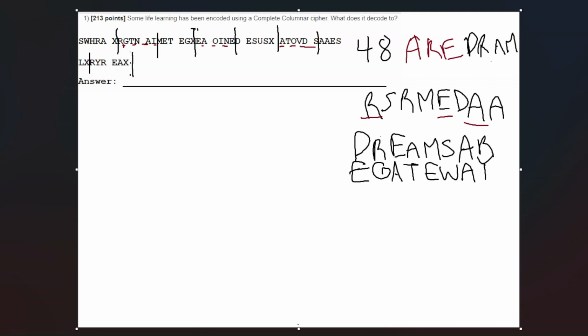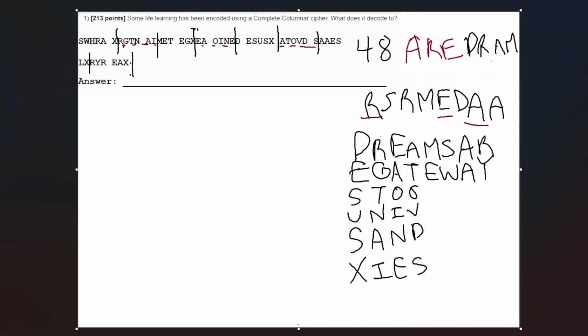So now we can write out the entire cipher, starting with D. We have D, E, S, U, S, U, S, X. And then for R, we have G, T, N, A, I. And then for E, we have E, A, O, I, N, E. And then for this one, A, T, O, V, D, O, V, D, S. And then we have M. M is going to have M, E, T, E, G, X.